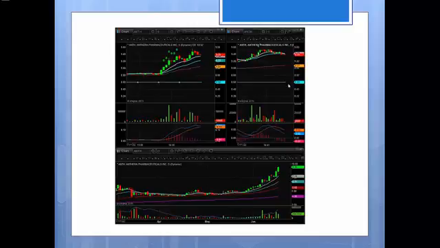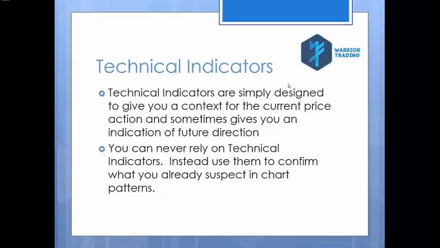Now, the technical indicators that I use, they're, again, designed to give us some context, to help us understand the current price action. All right, so ultimately an indicator is designed to help give us an idea of the current price action and to sort of help us predict where the price might be going. But you can never rely on technical indicators for your buy and sell signals. You can't do that. Trading doesn't work like that. We use them to simply confirm what we already suspect.